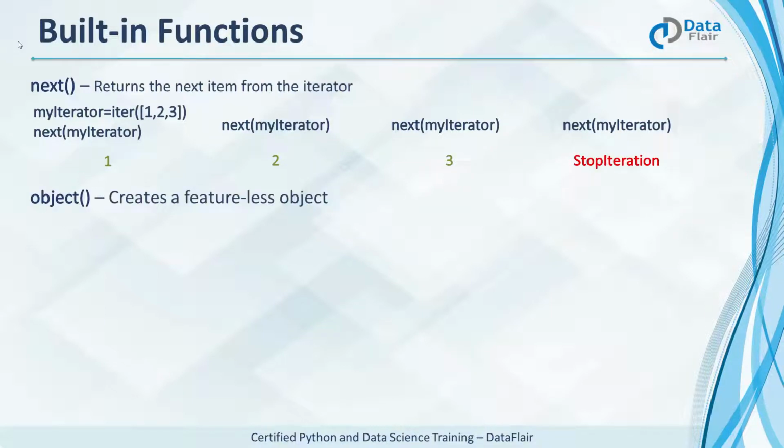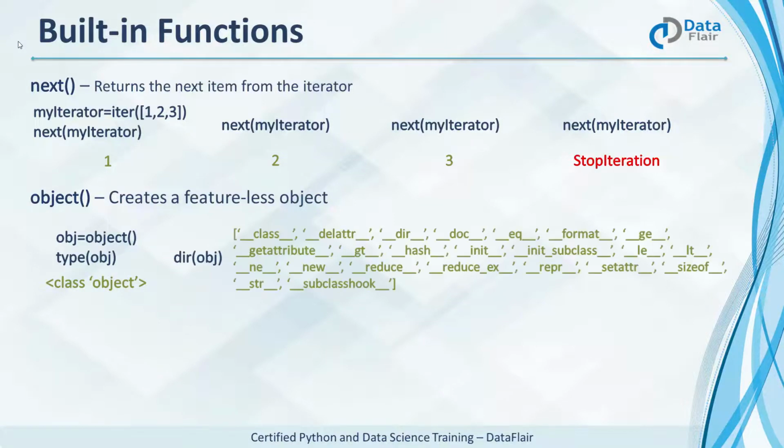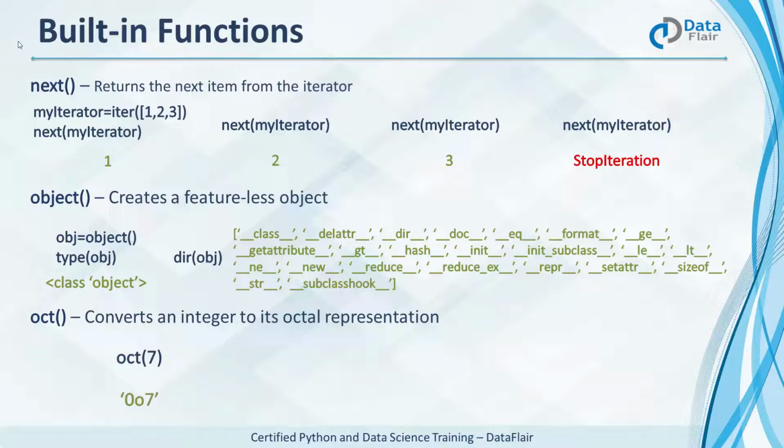Object creates a featureless object. The object class is the most base type in Python. Obj is an object of the class object. It has the following attributes. And oct converts an integer into its octal representation. Oct of 7 is 0o7. There's no 8 in octal. True becomes 0o1.